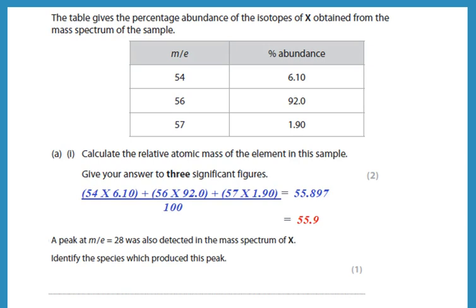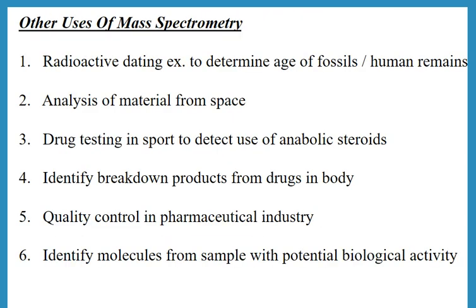Now, how does Fe get a peak at m/e 28? The mass of iron is 56 or 55.9. So how will I get an m over e of 28? That is, if I have an iron that has 2 positive charges. So this is the species that will produce this peak. Are we okay? Okay.